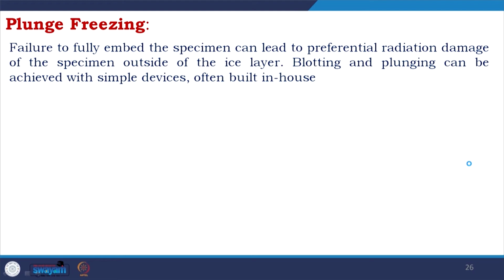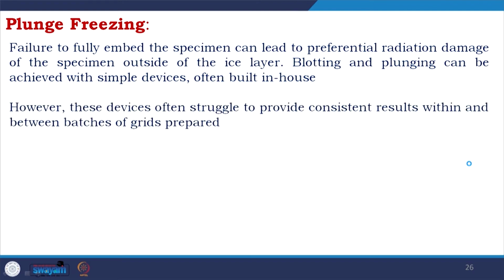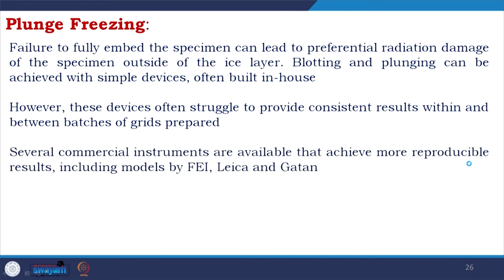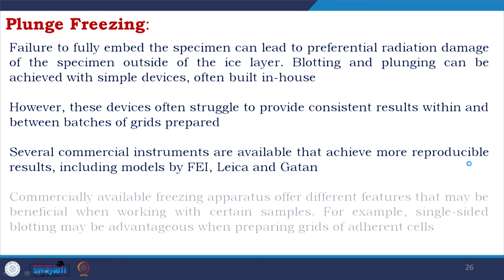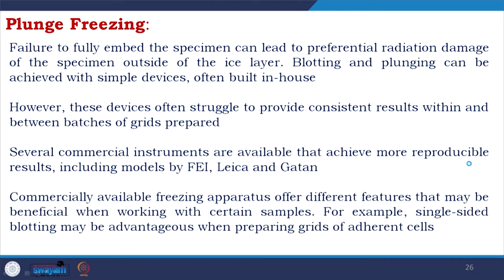Blotting and plunging can be achieved with simple devices often built in house for your own requirement. However, these devices often struggle to provide consistent results within and between batches of grids prepared. Several commercial instruments are available that achieve more reproducible results, including models by FEI, Leica and Gatan. Commercially available freezing apparatus offer different features that may be beneficial when working with certain samples.